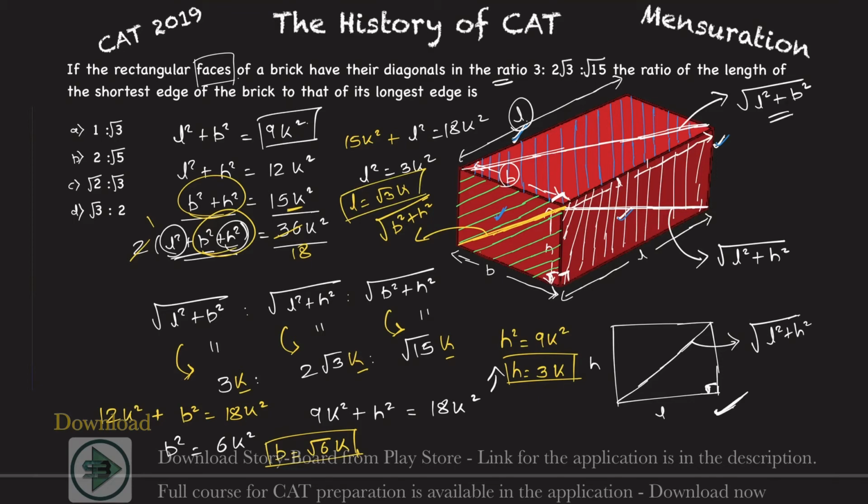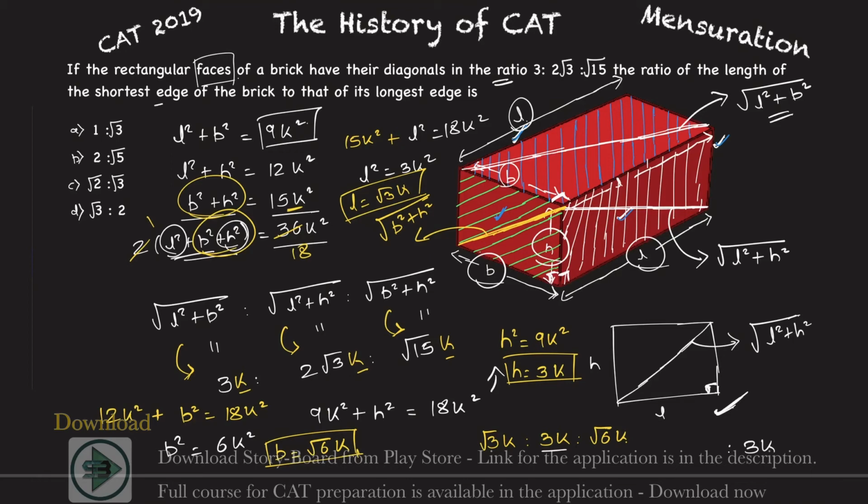Okay, so I know everything now. One side is square root of 3 into K, other side is 3 into K, and one side is square root of 6 into K. Now you need the ratio of the longest edge. I know the three edges: the length, the breadth, and the height. Which of them is the longest? Obviously this is the longest, which is 3K.